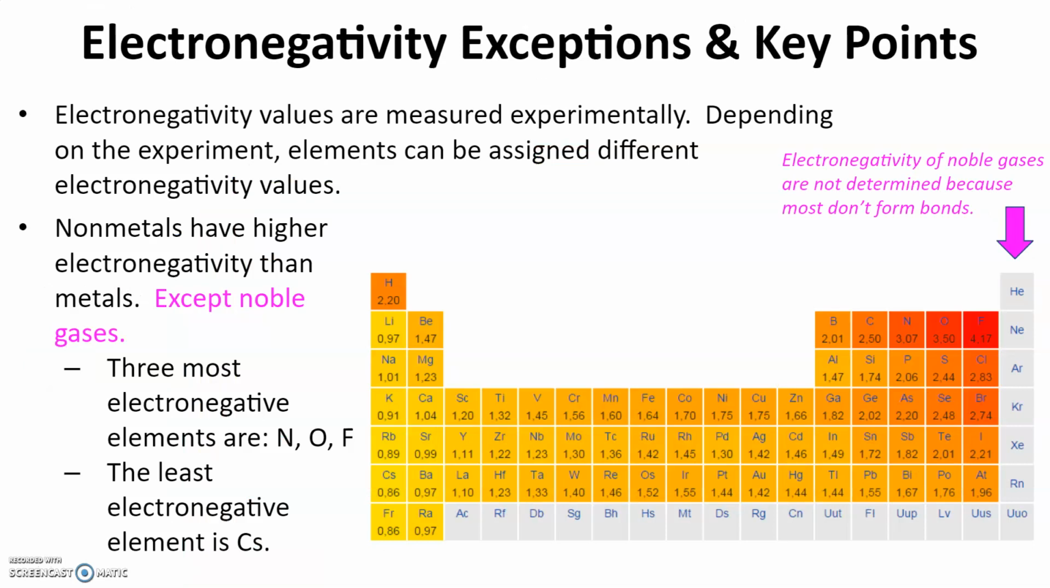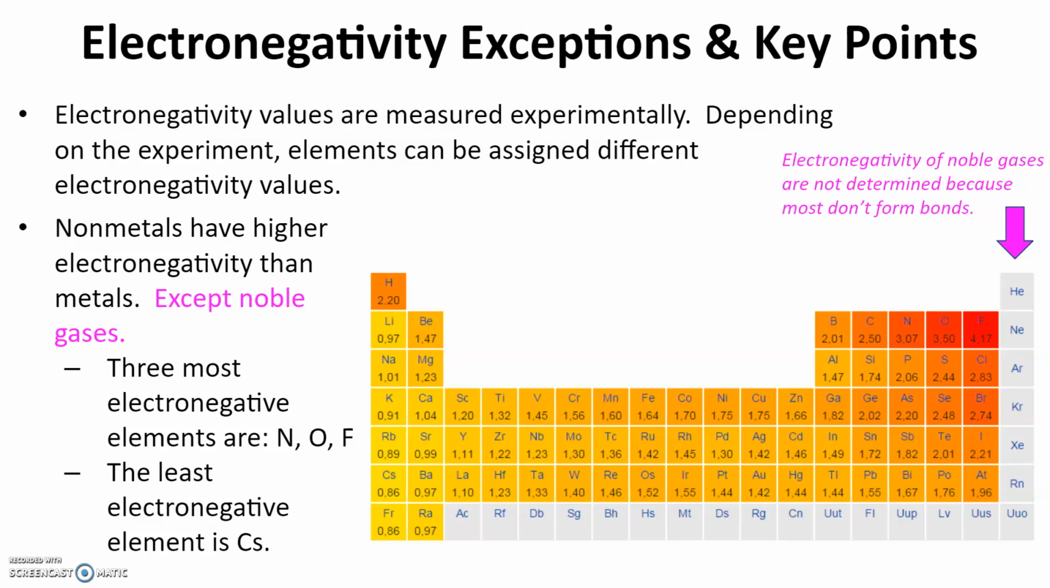So a couple of key points. One thing you may notice is as you're going across, the electronegativity stops at group 17, and the noble gases don't have electronegativity. That's because noble gases don't form bonds, so you can't measure their electronegativity. So one thing to know is noble gases, we don't have values for them.